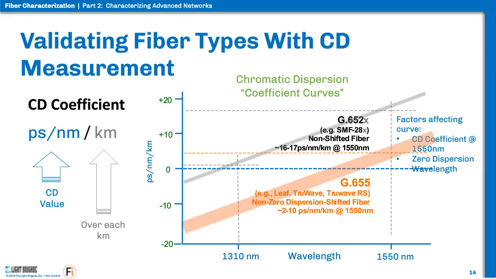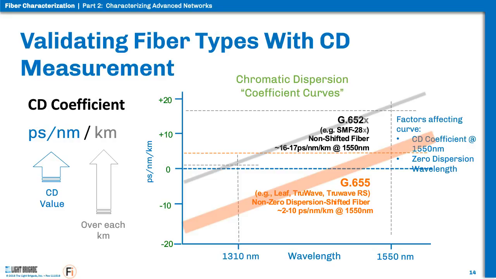And here you see this typical coefficient curve for G652 and G655. So we know that G652 is zero dispersion at around 1300 or 1310 nanometers, where it has higher dispersion up at 1550, around 17 picoseconds per nanometer per kilometer, where G655 is optimized for operation at 1550. So it has actually got a shifted curve, which makes it more optimized at the 1550 wavelength. So by testing CD, you can also define the fiber type that's in your network.